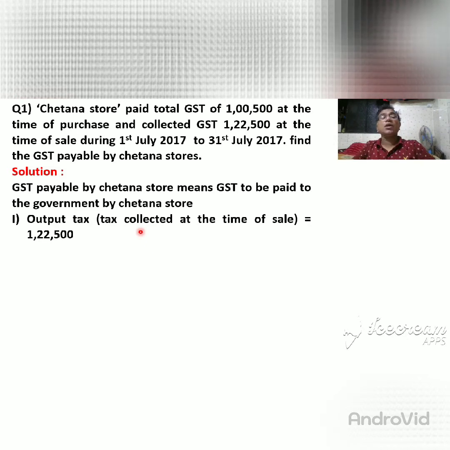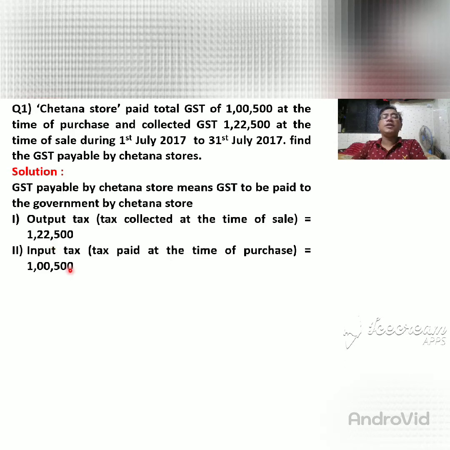Simple. So output tax means tax collected at the time of sale. So what will be the output tax? 1,22,500. Then input tax. What is input tax? Input tax means tax paid at the time of purchase. When you purchase anything, at that time you pay the GST, and that is called input tax. At the time of purchase, the tax you give is called input tax. At the time of sale, the tax you give is output tax.